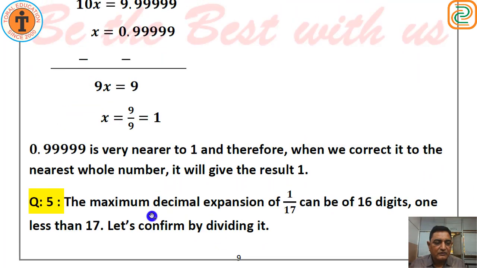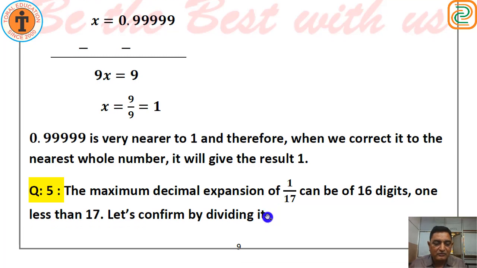Question number 5. Friends, here what can the maximum number of digits be in the repeating block of digits in the decimal expansion of 1 upon 17? Perform the division to check your answer. Now 1 upon 17, 17 means 16 digits, 1 less than 17, that is 16 digits may be there. The maximum decimal expansion of 1 upon 17 can be of 16 digits. Let's confirm by dividing it. You should also divide it in your notebook, friends.